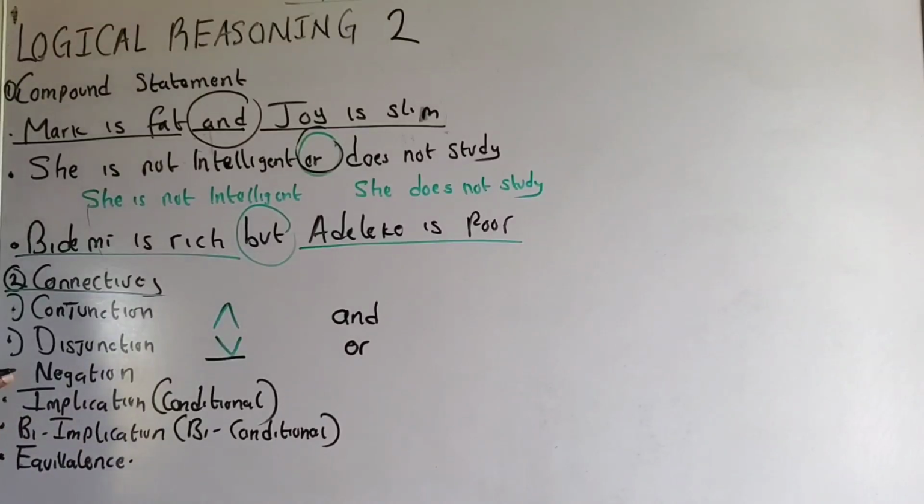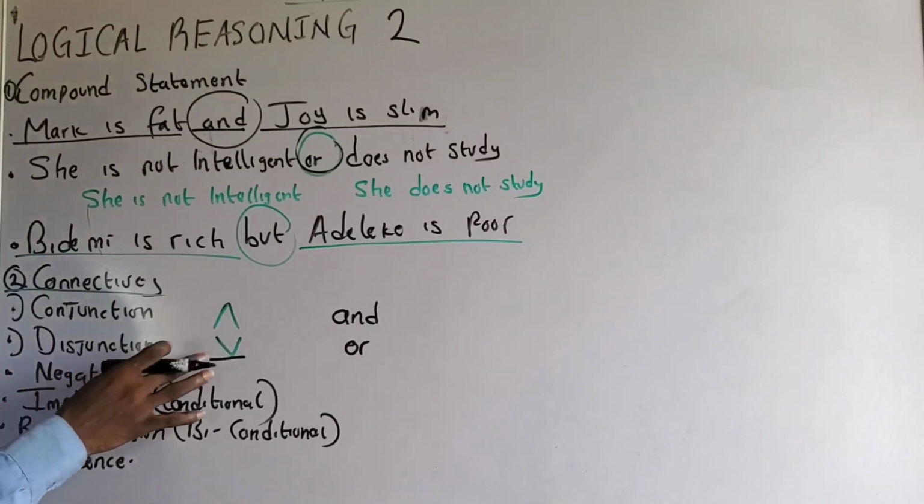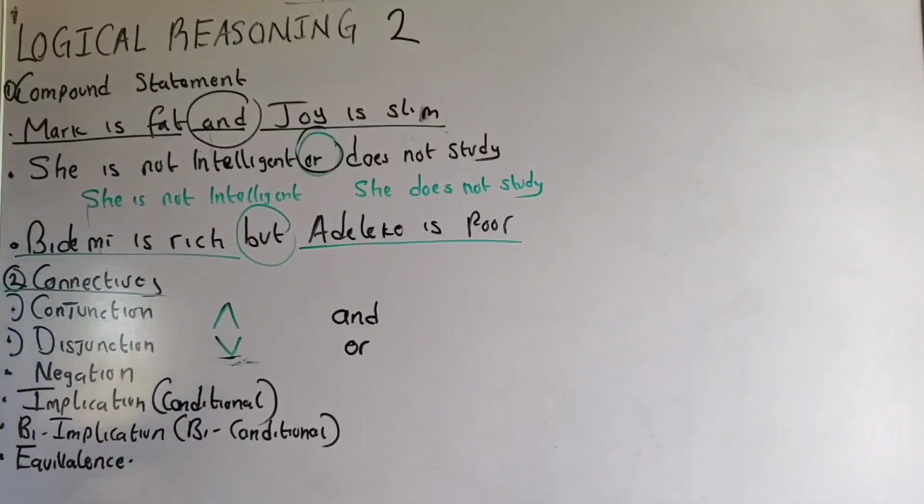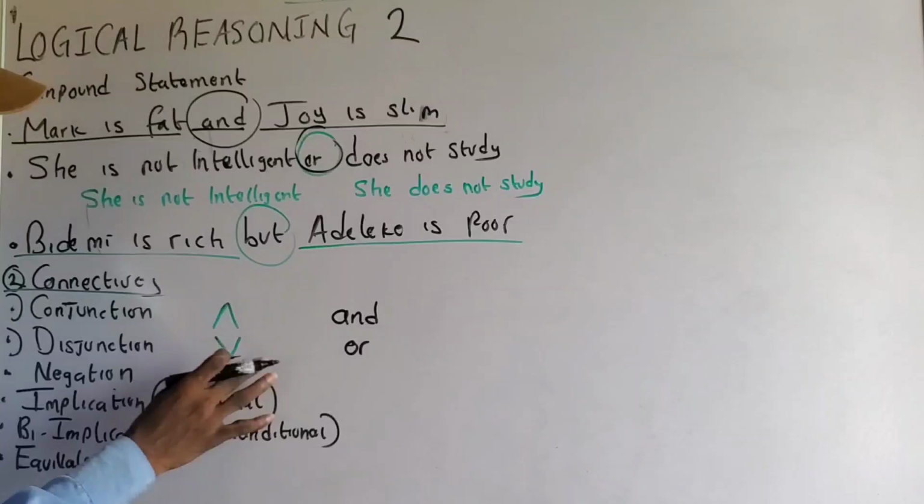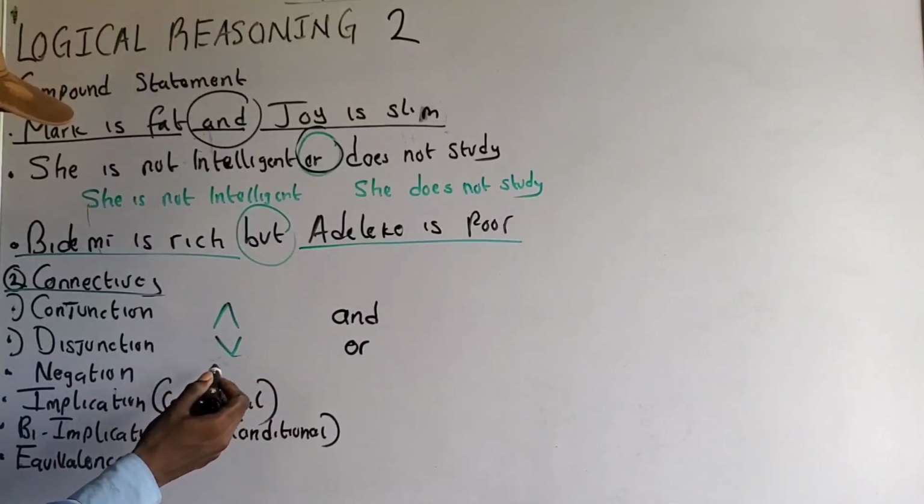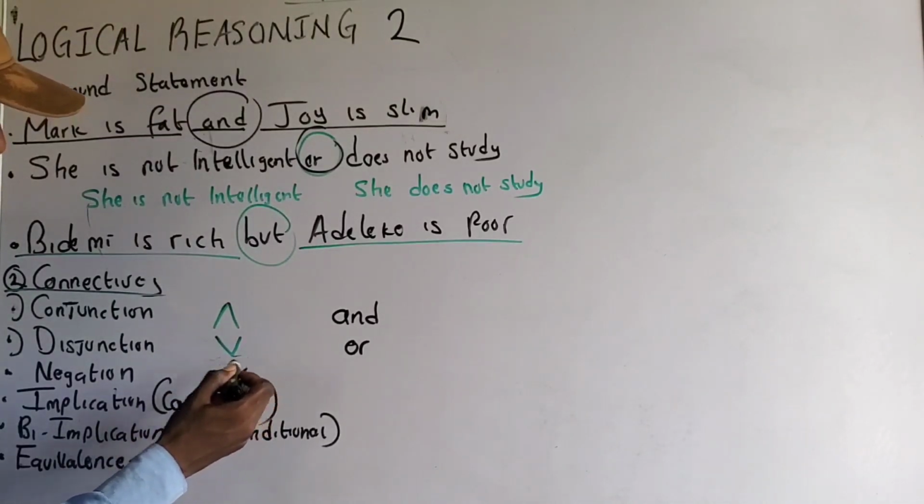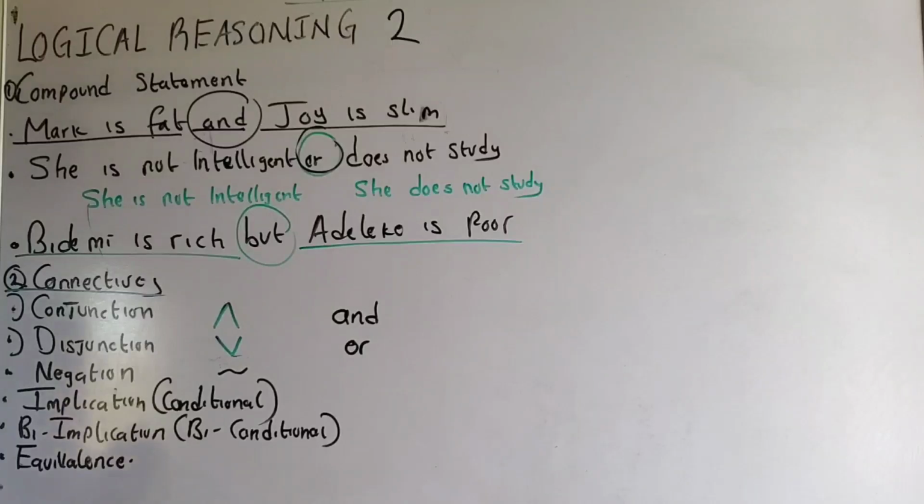Let's move to the second: negation. Negation means the opposite of the truth value of a statement. I've already explained this in our previous class, so if you missed it, kindly check the description of this video or the first comment and click on that link to watch the class. Negation is represented by this sign, which is the opposite of the truth value of a statement.